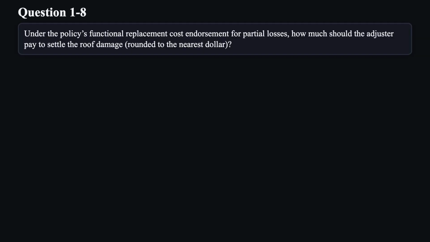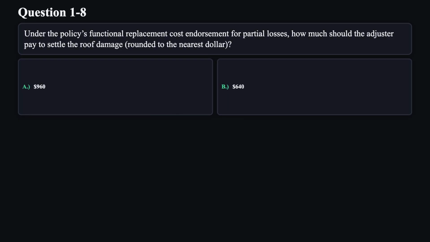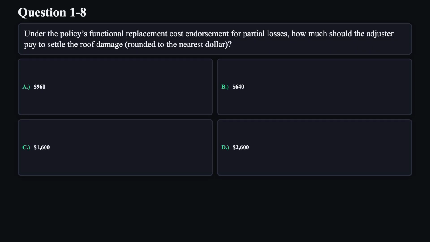Question 8. Under the policy's functional replacement cost endorsement for partial losses, how much should the adjuster pay to settle the roof damage, rounded to the nearest dollar? A. $960. B. $640. C. $1,600. D. $2,600.